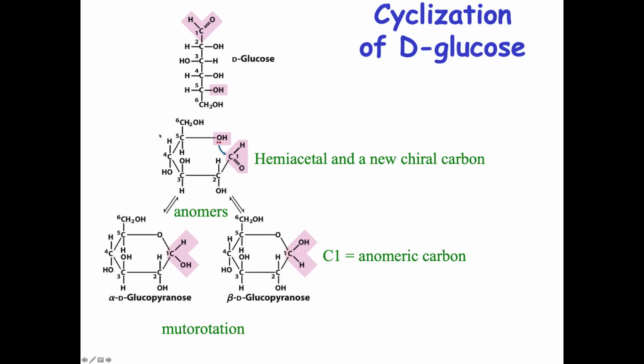Now, this is a Haworth projection, and the way that we translate this linear representation to a Haworth structure is that the substituents on the right side are given a downward orientation in the Haworth structure, and those on the left side are given the upward orientation.